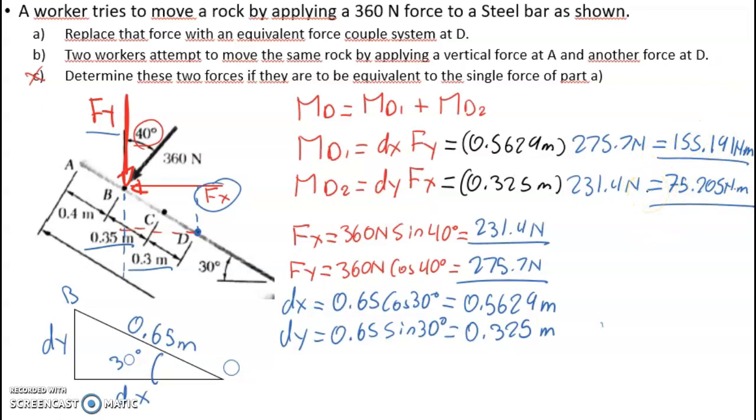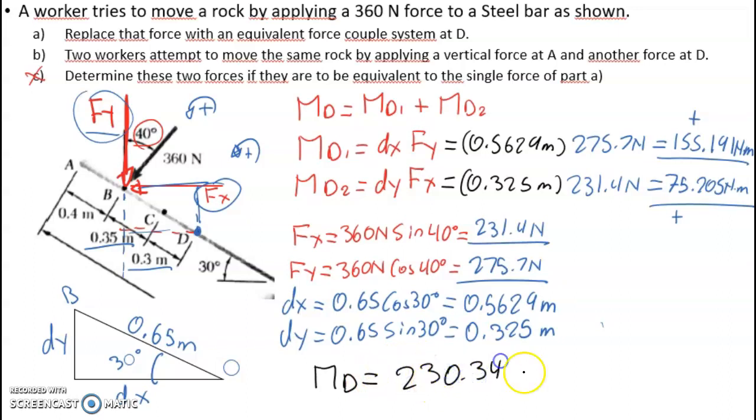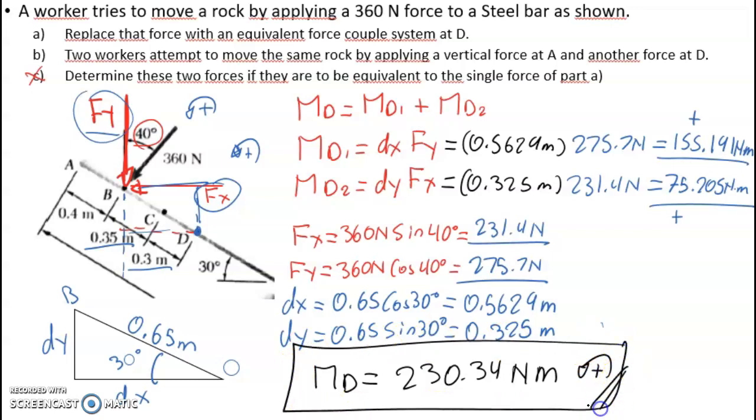Positive or negative? Well, from the perspective of point B, force Fy and this distance are creating a motion that goes counterclockwise. That means positive. From the perspective of D, this force X and this distance are also creating a motion that goes counterclockwise. Positive. So both are going to be positive. The result when we add these two elements is going to be a total moment of 230.34 newton meters counterclockwise. That's for part A.